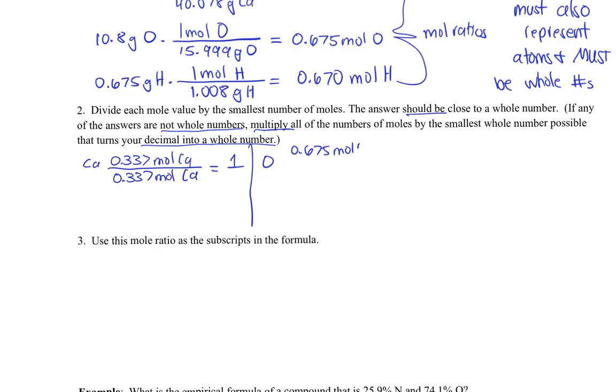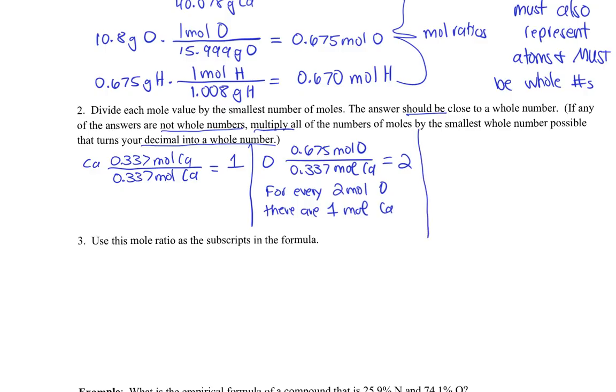0.675 moles of oxygen for every 0.337 moles of calcium. And this gives me a value of 2. And what this means is for every 2 moles of oxygen, there are 1 mole of calcium. Or I could flip it around and say for every 1 mole of calcium, there are 2 moles of oxygen. I also have to do this for hydrogen.